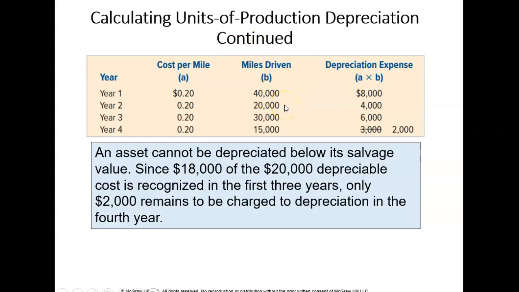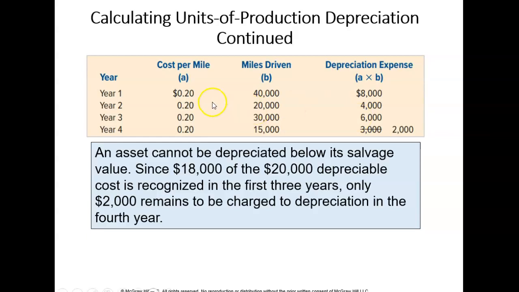We drove the van 20,000 miles in year two. Expense was 4,000. We drove the van 30,000 miles in year three. The expense was 6,000. Now keep in mind that you still have to keep track of how much you expense so far because you cannot go beyond your depreciable cost of 20,000.